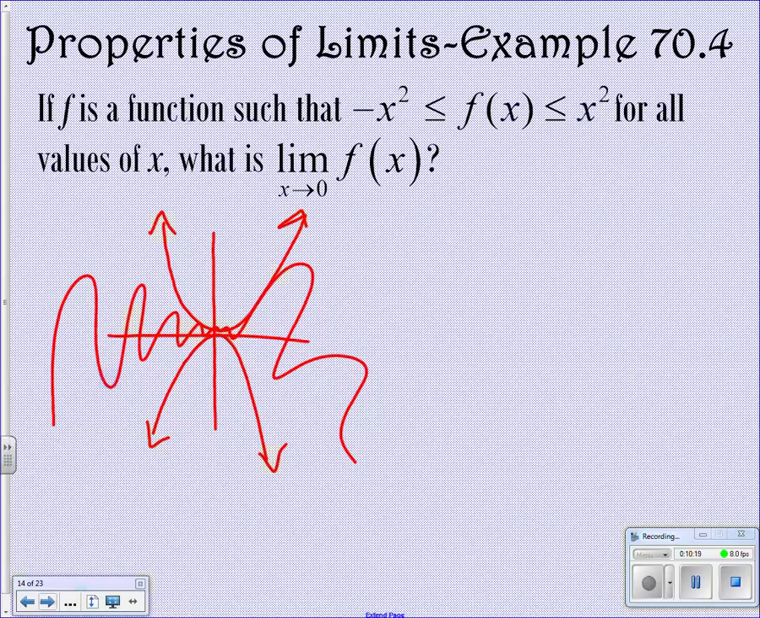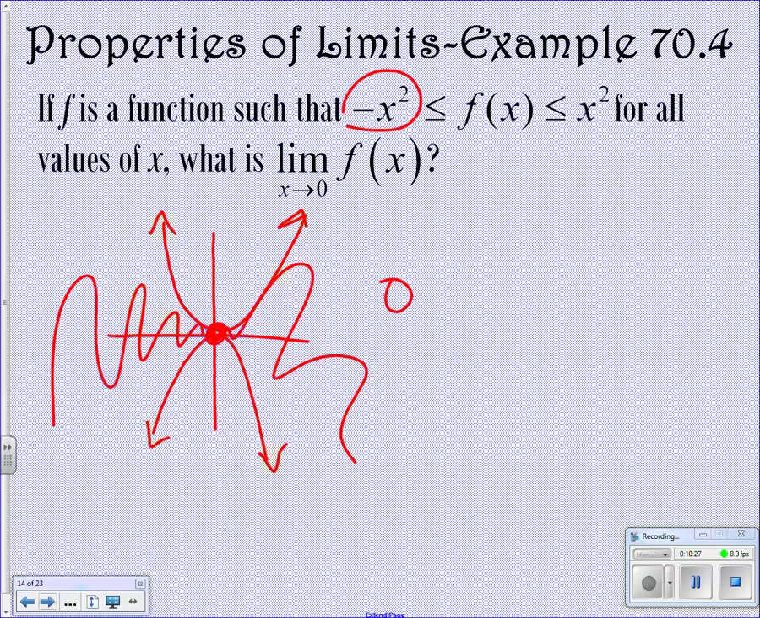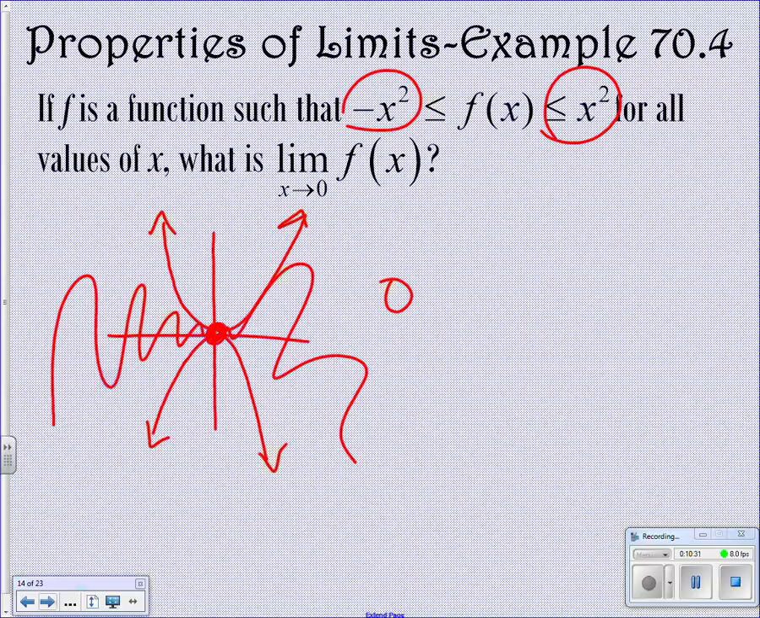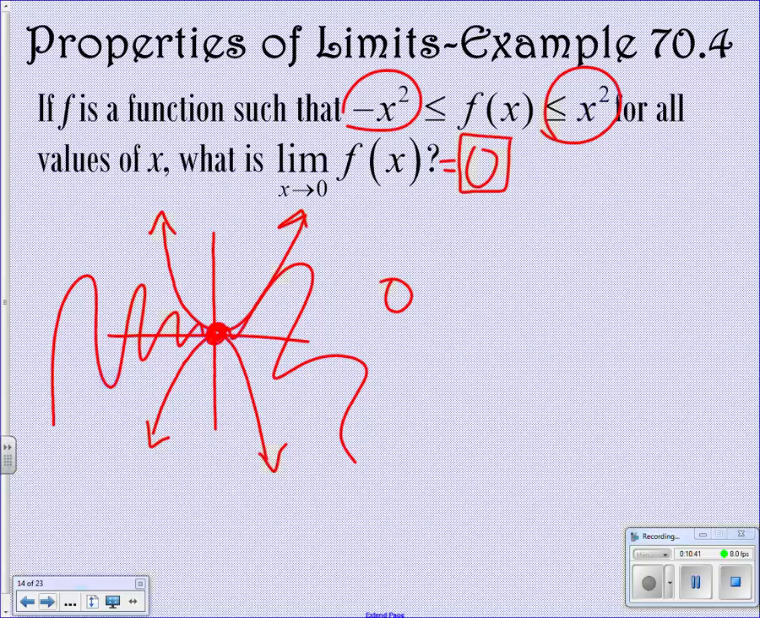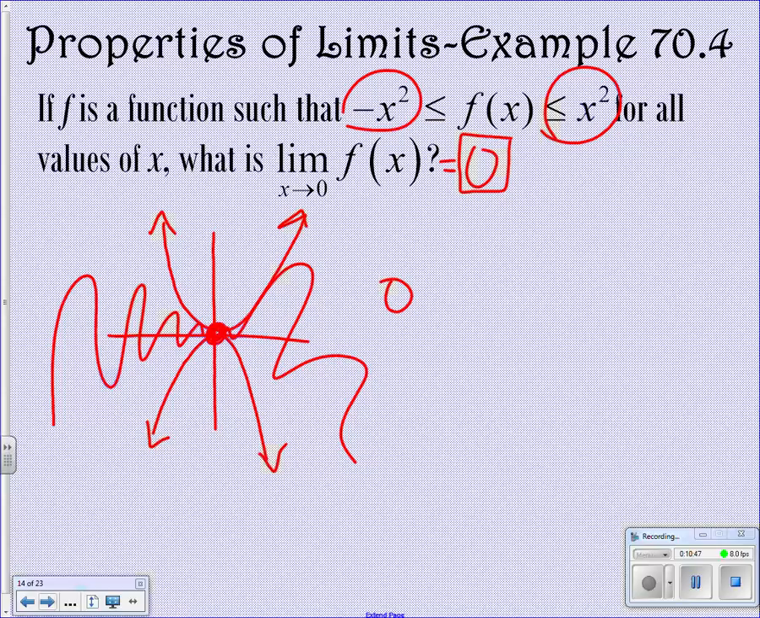But it asks, what is the limit over here at 0? Well, what is the limit of this function at 0? It goes to 0. What is the limit of this function? It also goes to 0. So since both of these have a limit equaling 0, that means that the limit of our f of x also has to equal 0, because it's squeezed in between negative x squared and x squared. They got pinched, and so it equals 0, just like the other two.